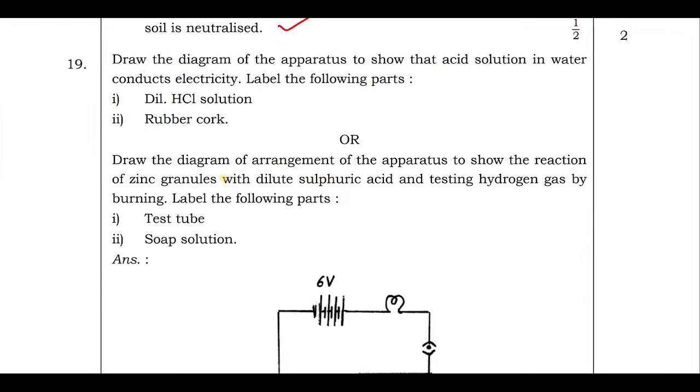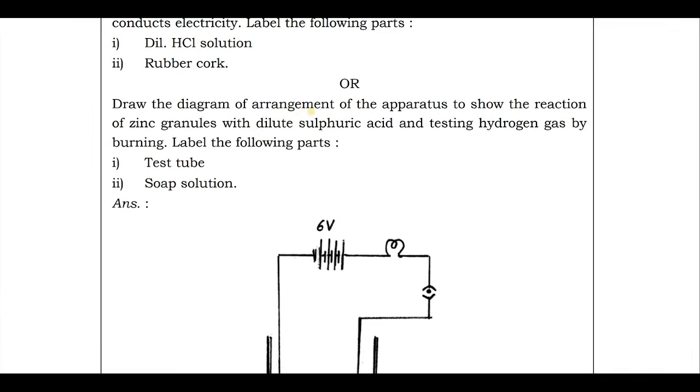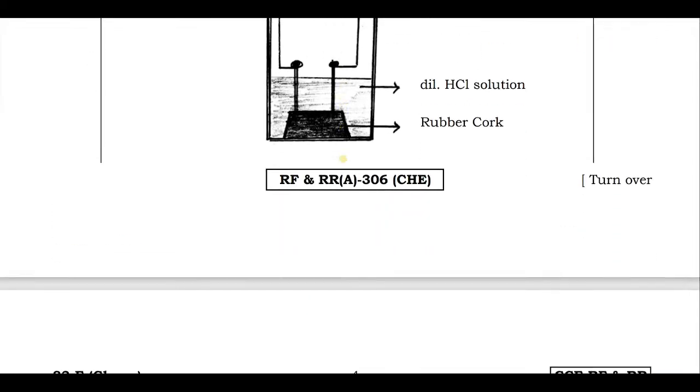Draw the diagram of apparatus to show that acid solution in water conducts electricity. Label the parts. And also draw the diagram of arrangement of apparatus to show the reaction of zinc granules with the dilute sulfuric acid, testing hydrogen gas by burning. So again, these two are important diagrams.